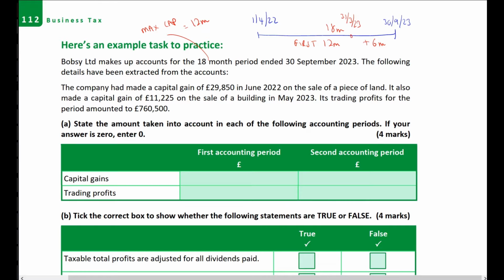The company made a capital gain in June 2022 of £29,850. Fine, I'm going to just pop that in there. Gain in June 22. Just helps me visually rather than reading the paragraph again so many times. Then it makes a gain in May 2023. So there was my cut-off there for March. So make a little note here. There's a gain in May as well.